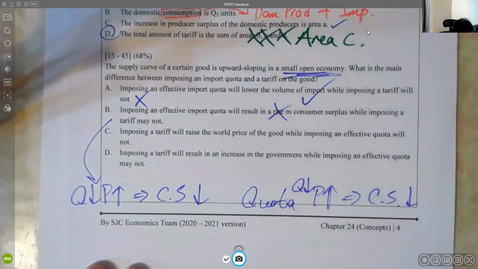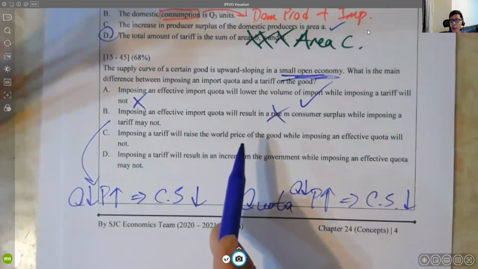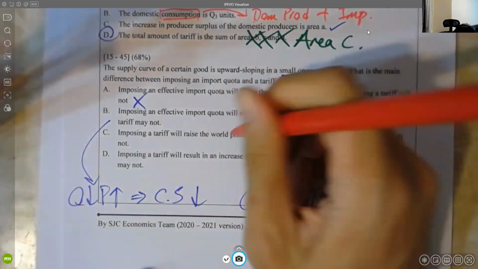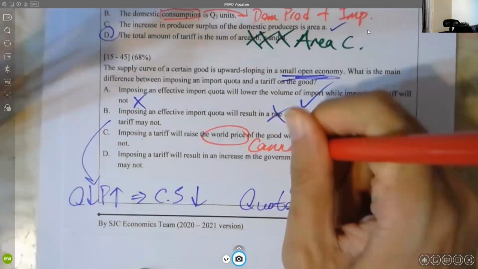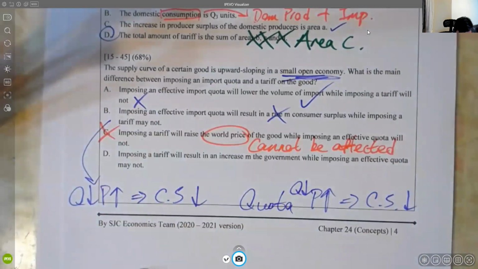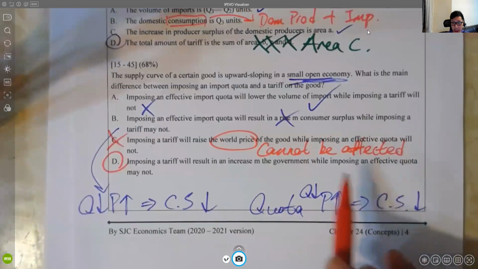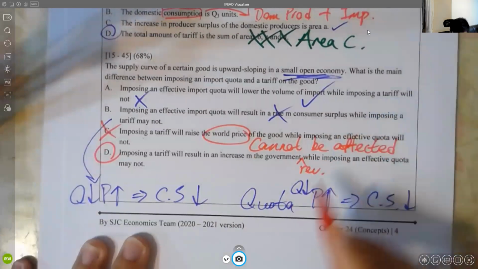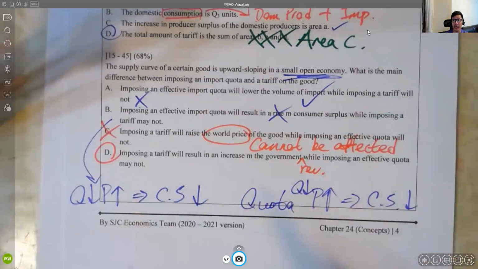Option C: a tariff will raise the world price while a quota will not. Is that true? No. Remember, the world price cannot be affected by a small open economy. So also not true. Answer D, have a look yourself. A tariff results in an increase in government revenue, while imposing an effective quota may not. Why does it say may not? Because in reality, the government can also ask the importers to bid for the quota and get some money.